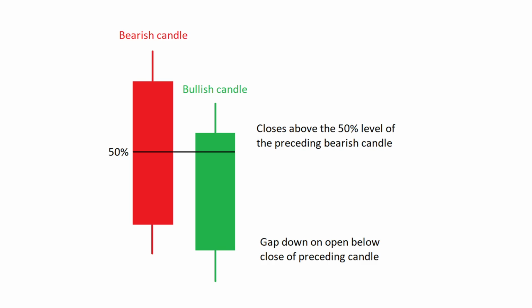This one here is called a bullish piercing, which means that it pierces. This is the open, this is the close. It opened here, it gapped down, and then it went all the way back up and closed here above the 50% mark on this candlestick body, which is indicating a reversal pattern.